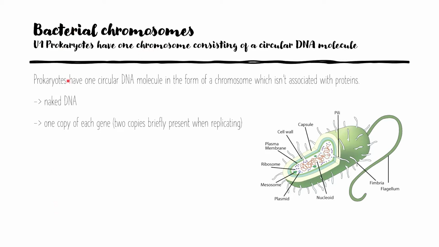So prokaryotes have one circular DNA molecule, and this is present in the form of a chromosome. This DNA molecule is not associated with proteins, so this makes the molecule naked DNA. And since there's only one DNA molecule, the prokaryotes only have one copy of each gene. However, two copies may briefly be present when the cell replicates via binary fission.